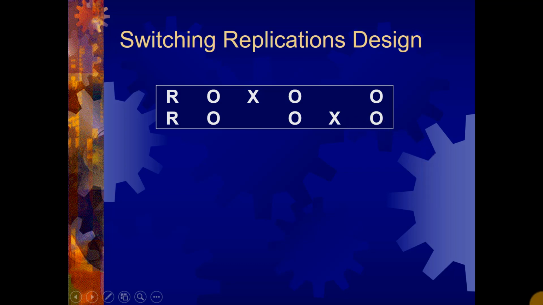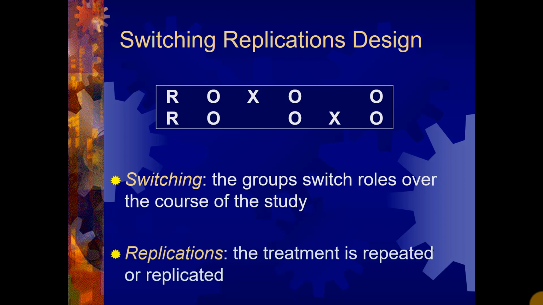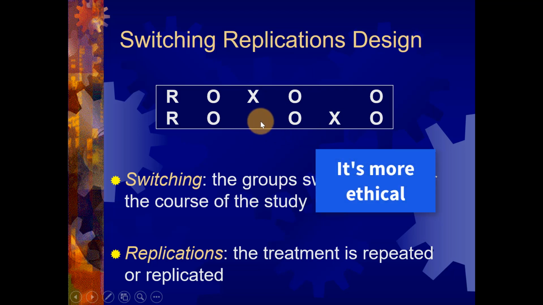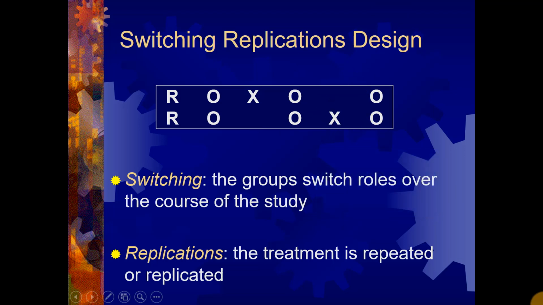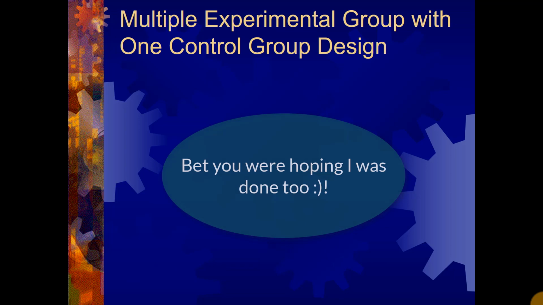So I have some words here. It's called switching because the groups switch roles over the course of the study. It's called replications because the treatment is repeated or replicated. So why would this be a good design over the pretest-posttest control group design here? Well, because we're not denying people the intervention, we're just delaying it, so it's more ethical. Okay, I think, no, there's a couple more. I thought I was done.